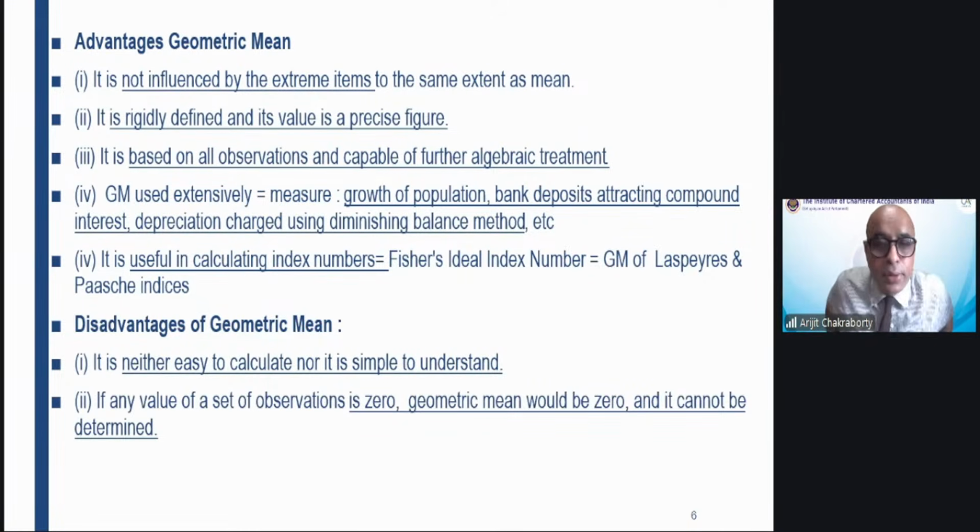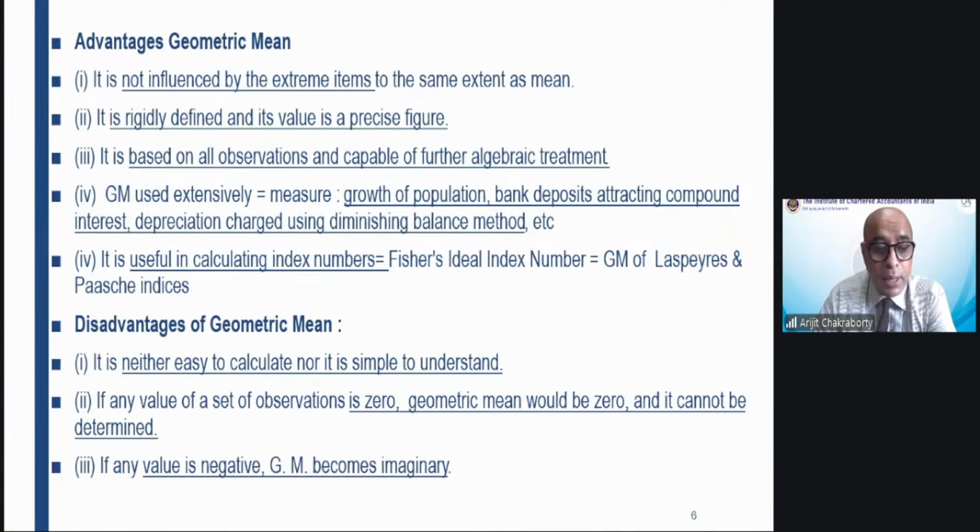Next is, yes, the most critical disadvantage, limitation, or you can call it a constraint: in case of a series of observations, if any of them is zero, geometric mean is zero, and therefore it will not be determined. And at the same time, if any of the values in a given set of numbers, observations, variables is negative, then geometric mean will not give us real roots or real numbers. It will become imaginary, and it may not serve any practical purpose.